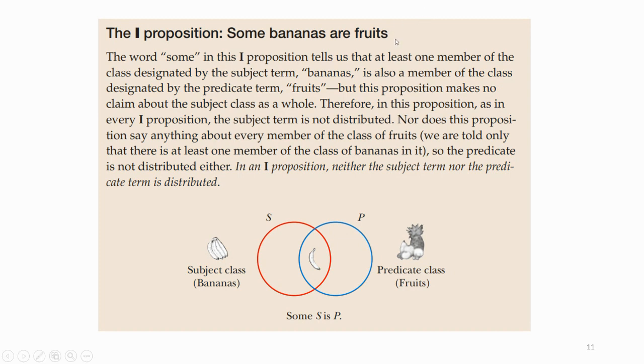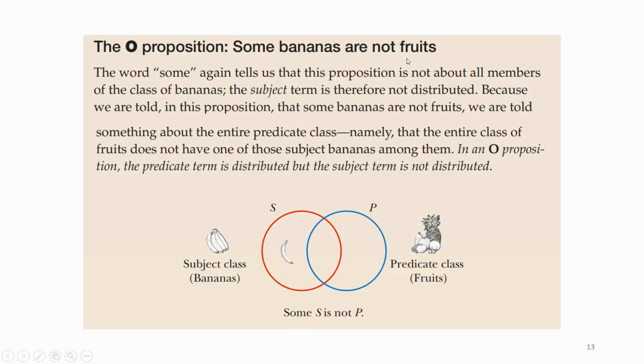But if we look at here, it's confirming that some bananas are not fruits. So we are describing the entire fruit category, the predicate class. That's why here the predicate class is distributed, whereas the subject class is not.